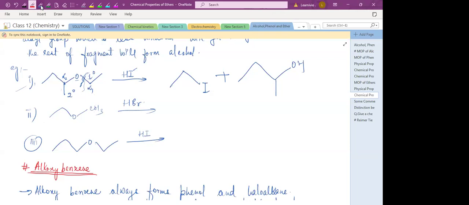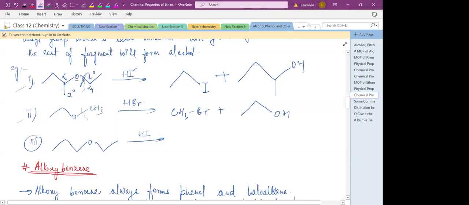Okay, Aisha, tell me the first answer. The second one. CH3CH2OH plus CH3Br. Okay, CH3Br plus your ethanol. Yeah, good. So this is less hindered, so you will break this bond from here and CH3 is attached with the bromine and the remaining will form the alcohol.